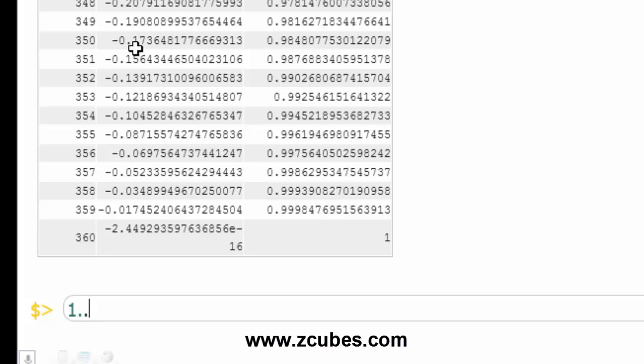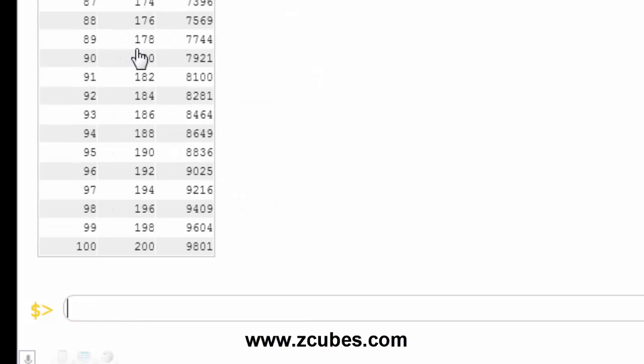This time 1 dot dot 100 applied to, in square brackets, the first function is quoted as x by 2, and the following one is, let's say, x squared minus 2x plus 1. And we get the result 1 through 100. First function is in the first column, and the second function results are in the following column.